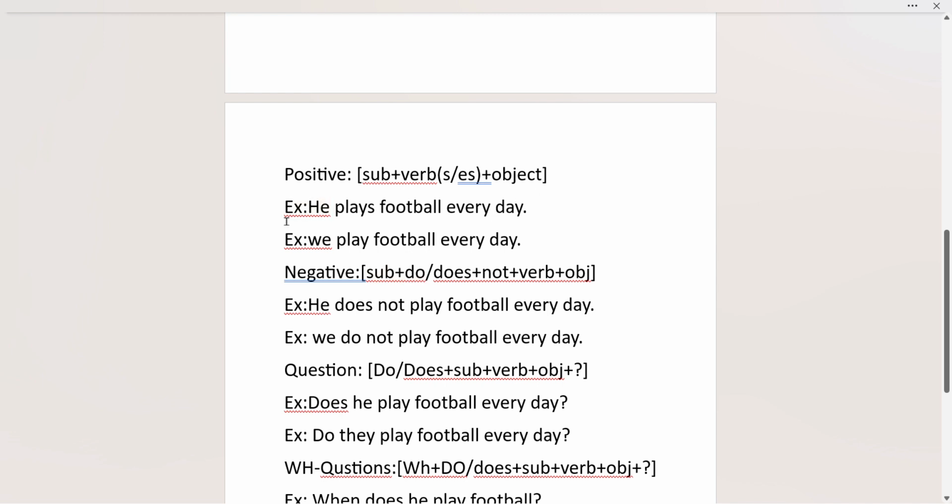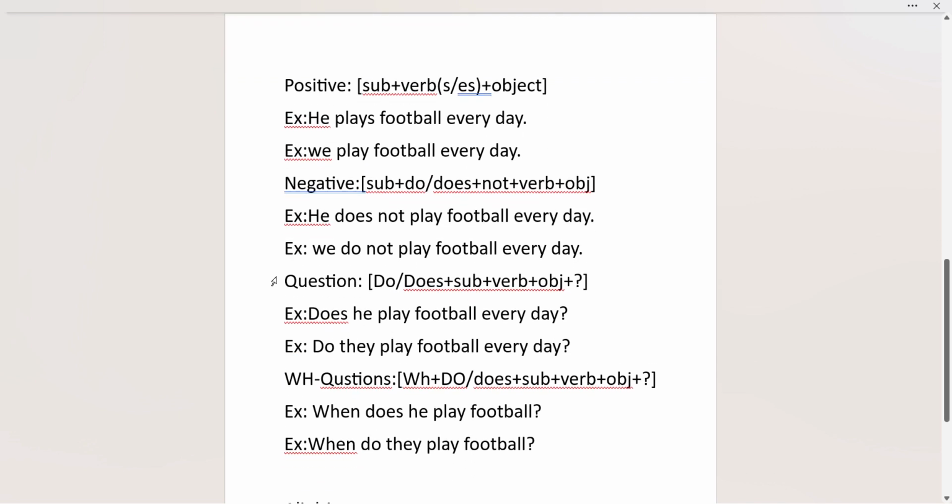So we have an example here for the third person singular. He plays football every day. As you can see, we have play here, and we just added s here to show it is simple present tense, and we use it for the third person singular. And we have here for the plural persons, we play football every day. We didn't add s here because this is a plural person, not one person, but many persons.